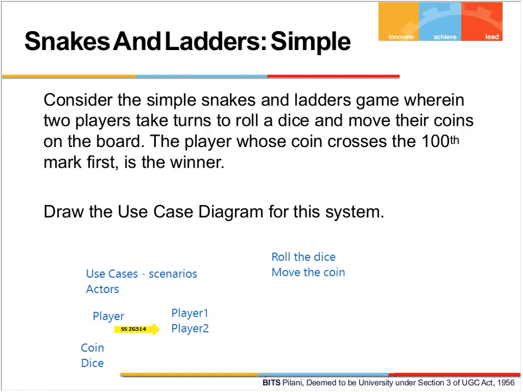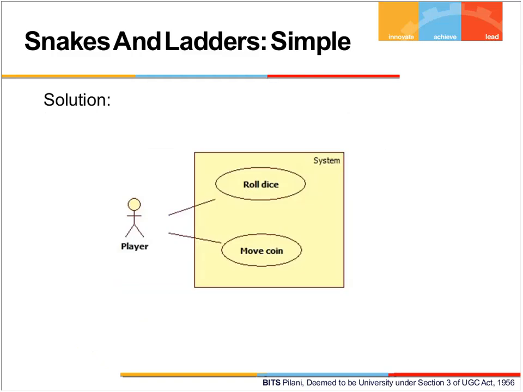He can roll the dice and move the coin, right? I'll show you the diagram. This is how my diagram would look. So there is an actor, which is a player. He can roll the dice and can move the coin. And both the use cases are inside a box, which is my system boundary, and the actor is placed outside the box, right?